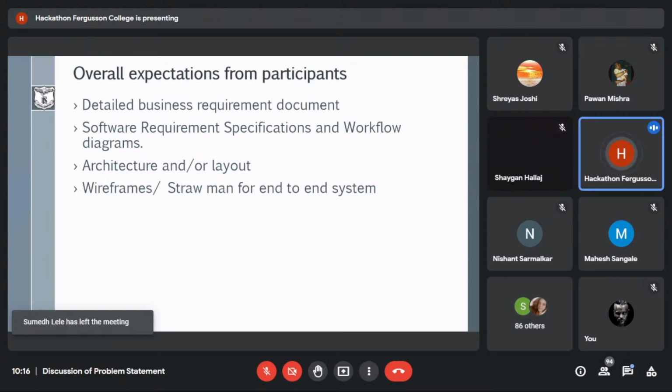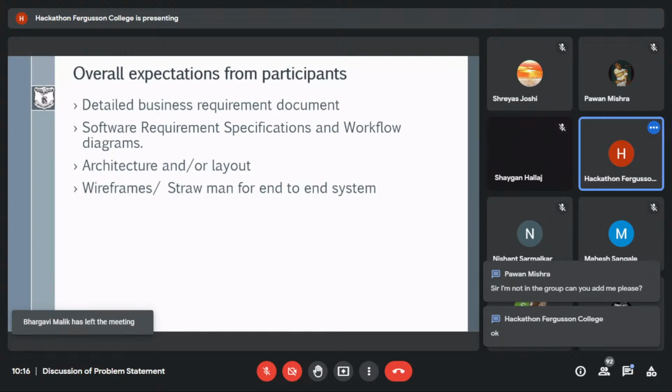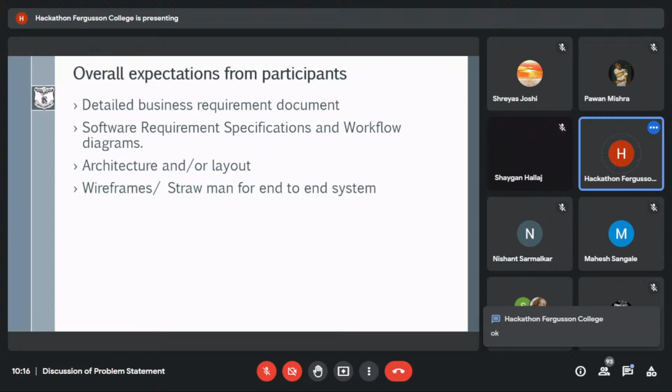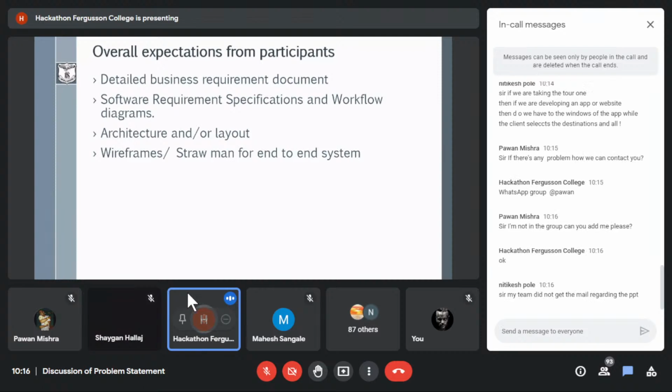If there is any problem, how can we contact you? You have my number on the group, or you can even communicate with us on WhatsApp. That is not an issue. Pawan, I will give you my number. You can ping me so that I can add you to the group.